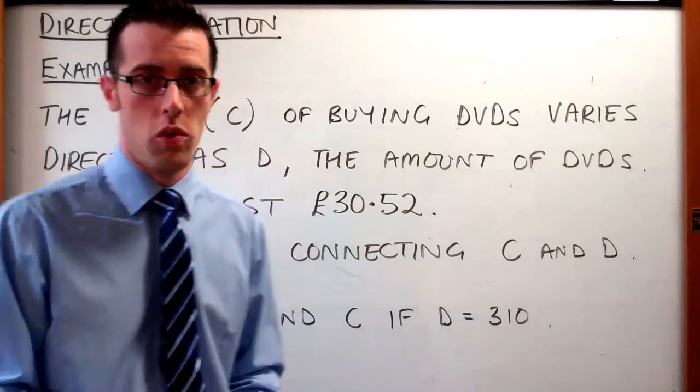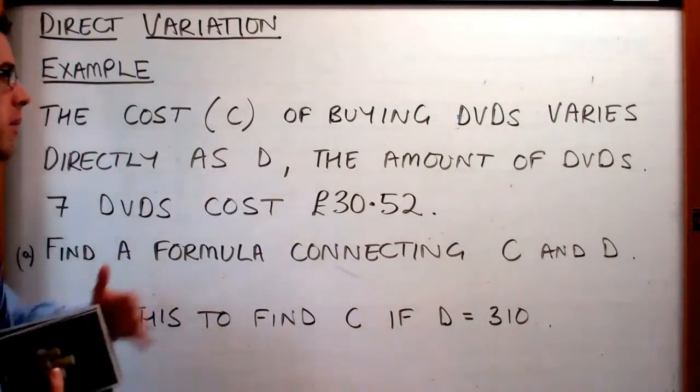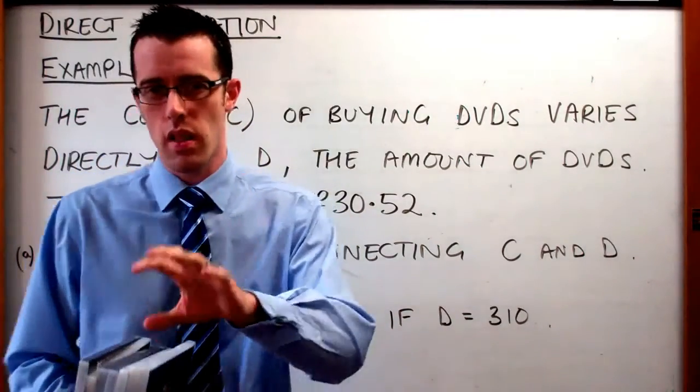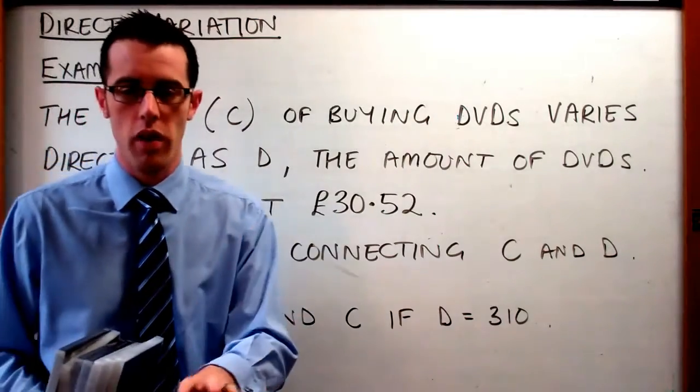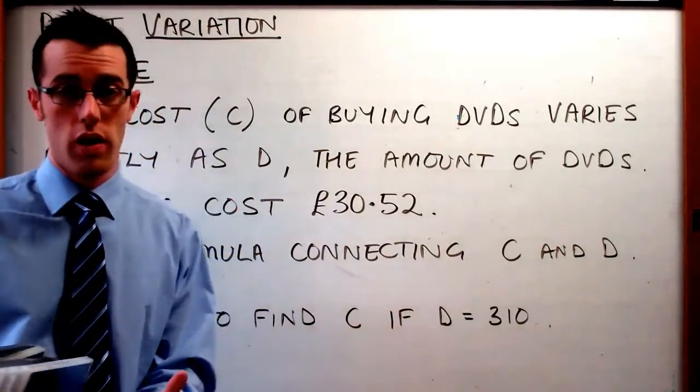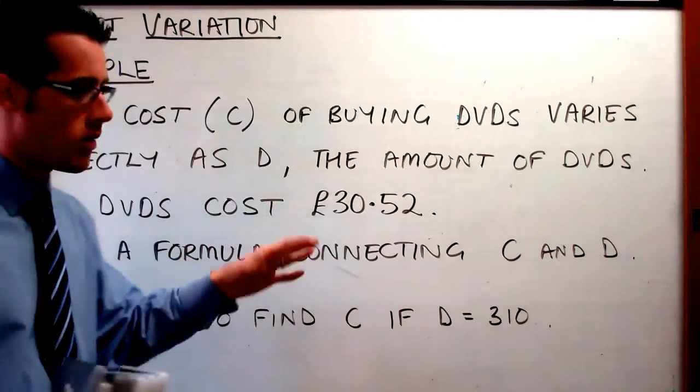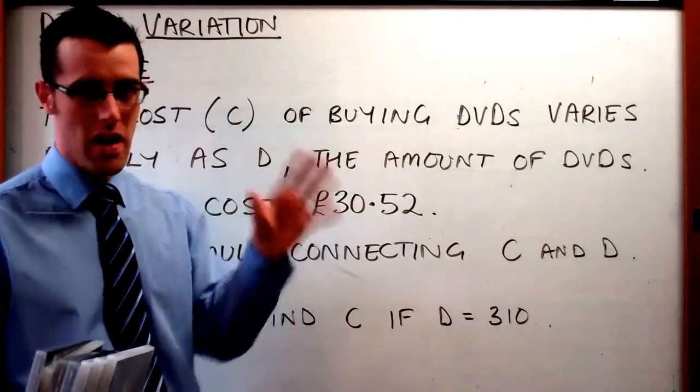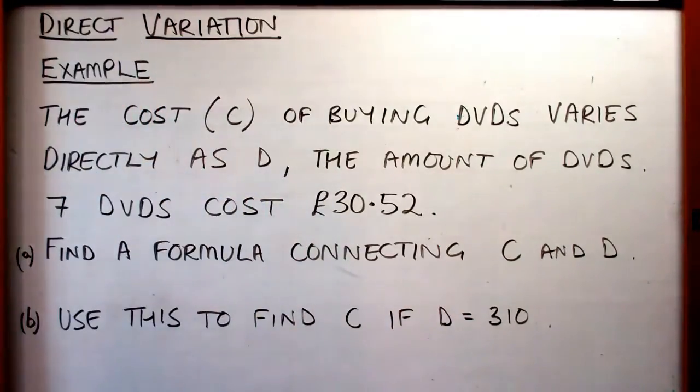We know that from doing proportion in class. But as I said, variation is a little bit more of a mathematical way of dealing with proportion. So we're going to look at this in a mathematical sense and try and figure it out from basic principles. Okay? So this is how we do that.